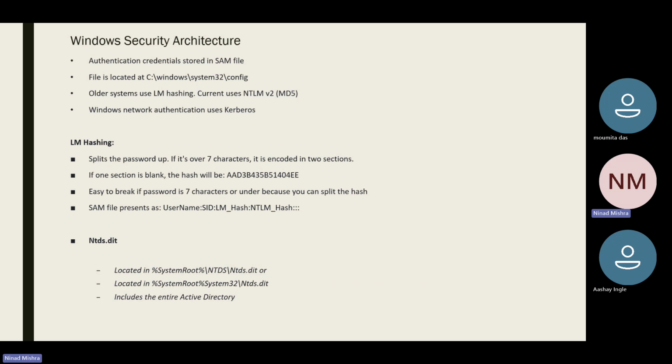If you have a password with 8 characters, it will have the hash of the first 7 characters, then one character will be in the second half, and the remaining is kept blank, or it will add just a random value. You can see this, right? AAD3. This will be your default for the blank section. Even if you have 7 characters, it will have one section which is your main password, and the other section will be the default blank one.